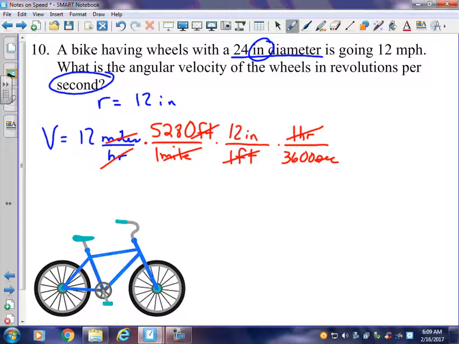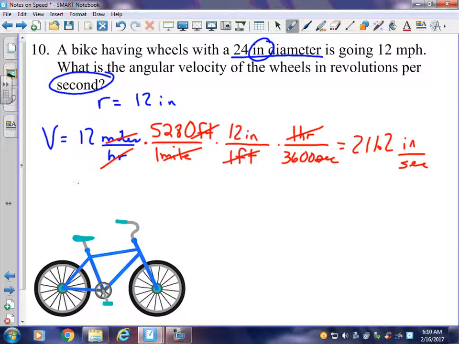Now we're going to multiply all this together. You multiply all the numbers on the top together and divide by all the ones on the bottom. So we have 12 times 12 times 5,280 divided by 3,600. So this equals 211.2 inches per second. So this is really moving. That's a lot of inches. But it's a bike, so you think, not that fast, really. But it sounds like it is, because that's a fairly large number.